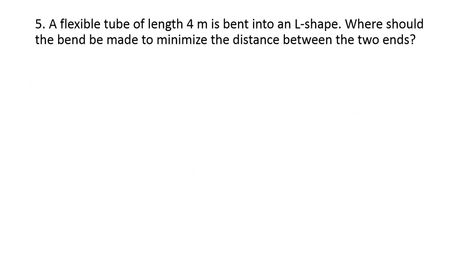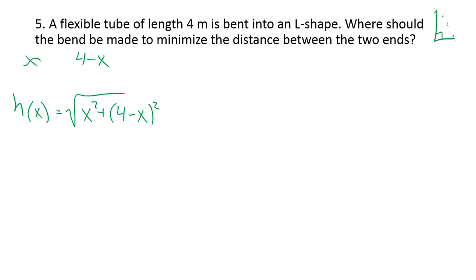All right, number 5 is dealing with a flexible tube in an L shape. An L shape has 90 degrees, which means we're going to be using the Pythagorean theorem and the distance formula. It's 4 meters in length. So one side is x, the other one is 4 minus x. Now we're going to throw this into the distance formula, which I'll say is h of x, whatever the length is, equal to the square root of x squared plus 4 minus x, that whole thing squared.